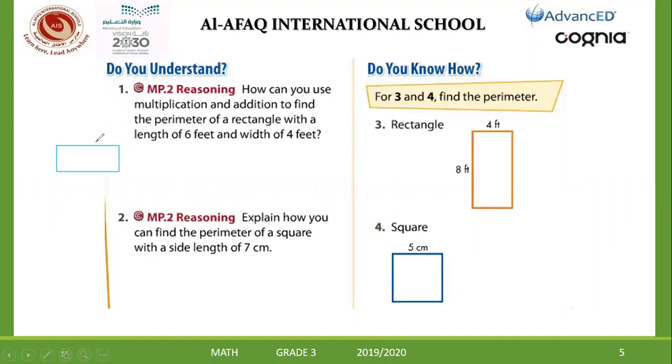As you see, its length is 6 feet, and its width is 4 feet. From the properties of the rectangle, we know its opposite sides are equal. So this length is 6. Also, the opposite length is also 6. This width is 4. Also, the opposite width is 4.